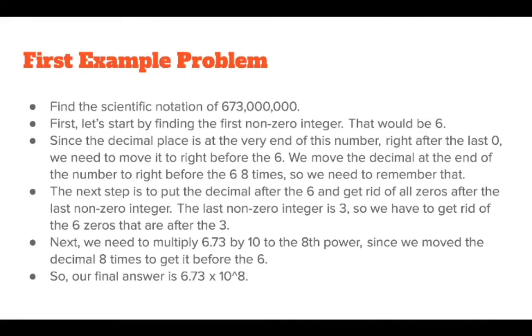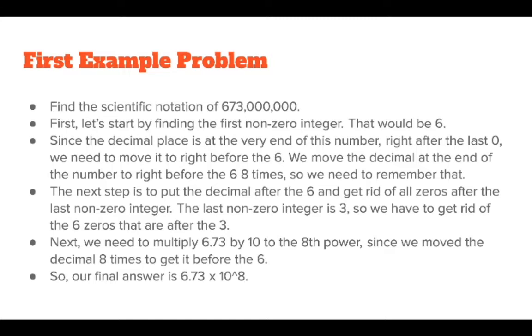So here is the first example problem. Find the scientific notation of 673,000,000. First, let's start by finding the first non-zero integer. That would be 6. Since the decimal place is at the very end of this number, right after the last 0, we need to move it to right before the 6. We move the decimal at the end of the number to right before the 6 8 times, so we need to remember that.